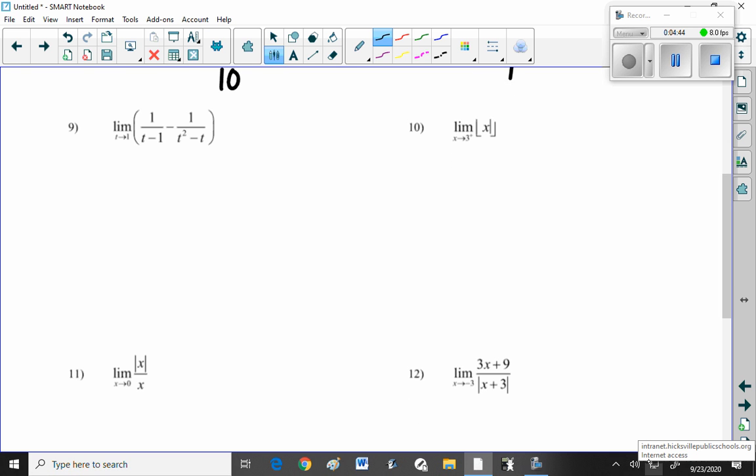Number 9 is an interesting problem. As t approaches 1, this limit from the right will go to infinity. From the left will go to -infinity, so it won't exist. This limit also will not exist.